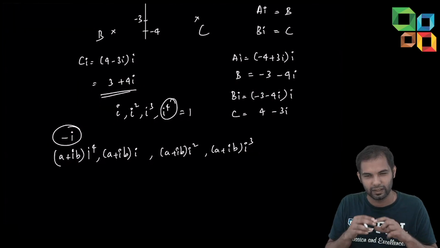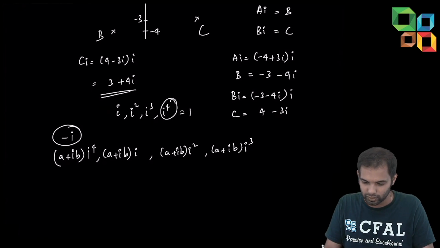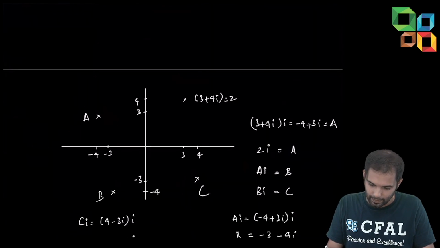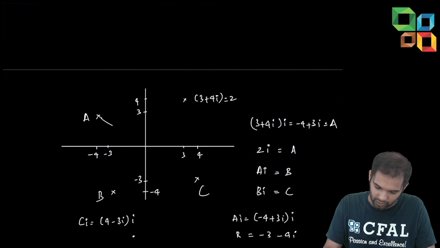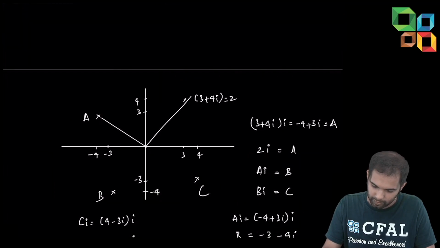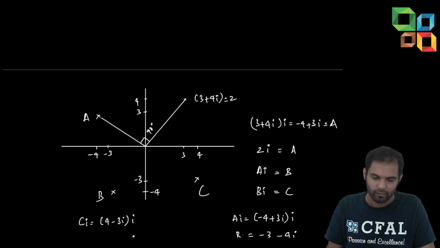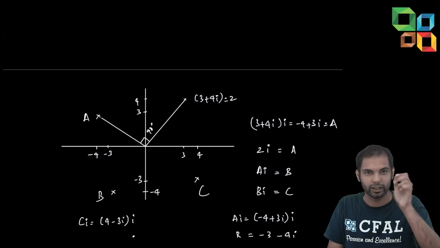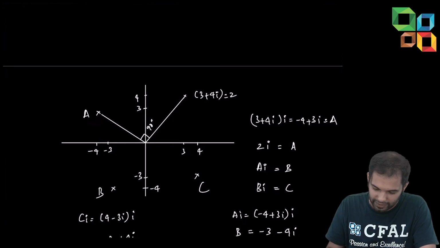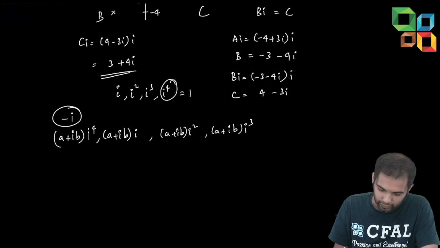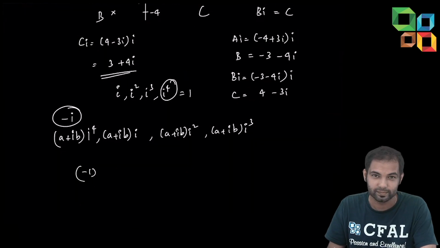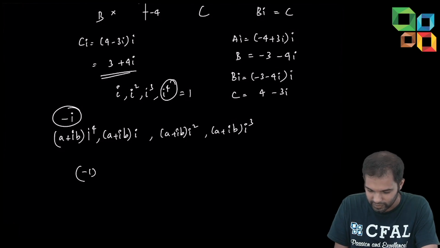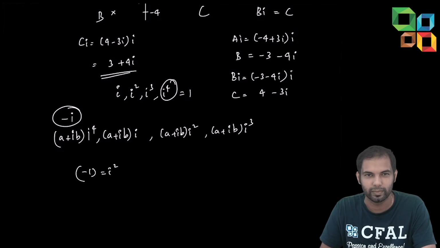I gave you an easy number like i, just to show you that what i is doing is making you rotate by an angle of 90 degrees. You take any complex number and multiply with i, it makes you rotate by 90 degrees. So you can think, if I multiply with minus 1 instead of i, what will happen? Minus 1 is nothing but i square.